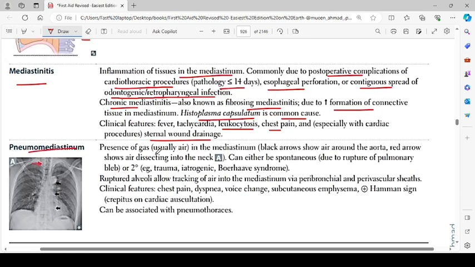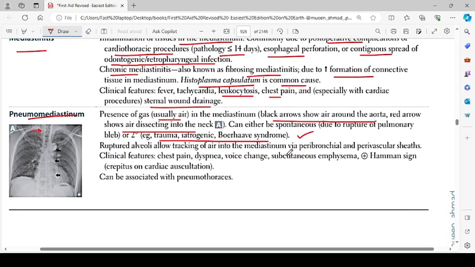Pneumomediastinum is the presence of gas, yielding air, in the mediastinum. Black arrows show air around the aorta and red arrows show air dissecting into the neck. It can either be spontaneous, due to rupture of a pulmonary bleb, or secondary, like trauma, iatrogenic, or Boerhaave syndrome. Ruptured alveoli allow the tracking of air into the mediastinum via the peribronchial and perivascular sheaths.